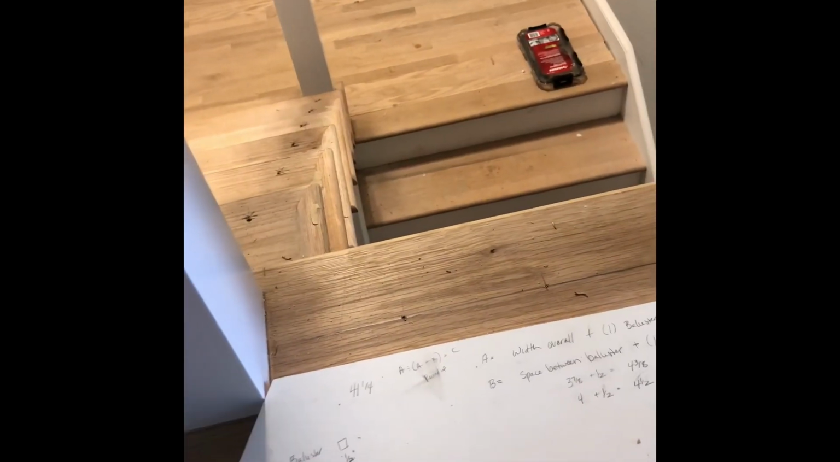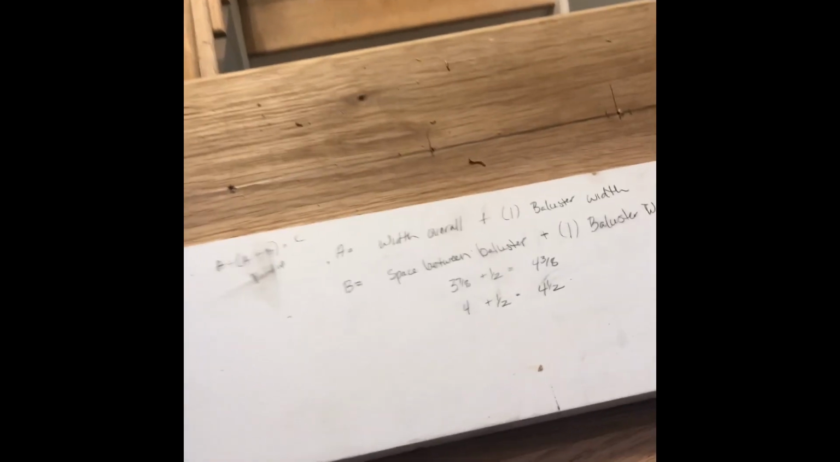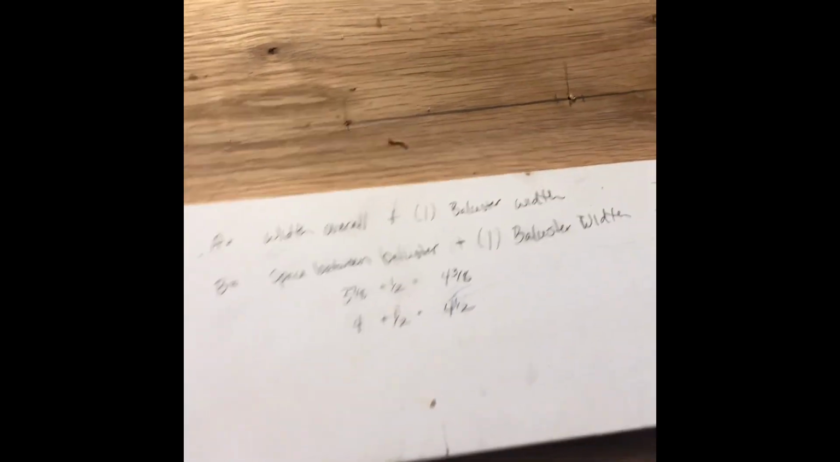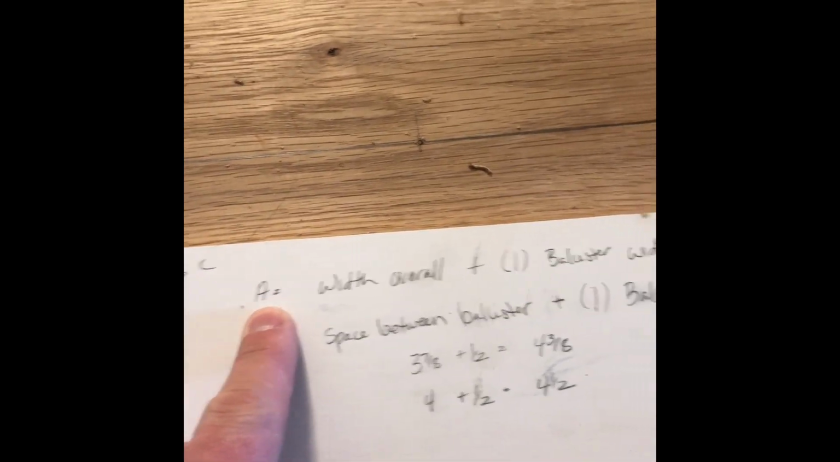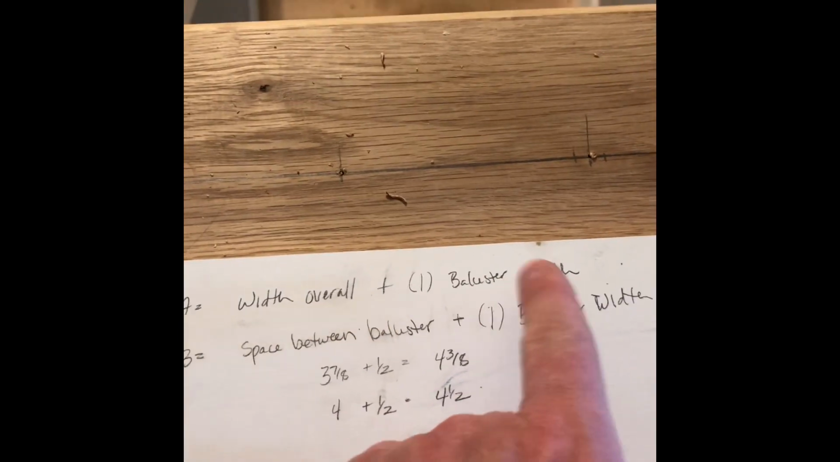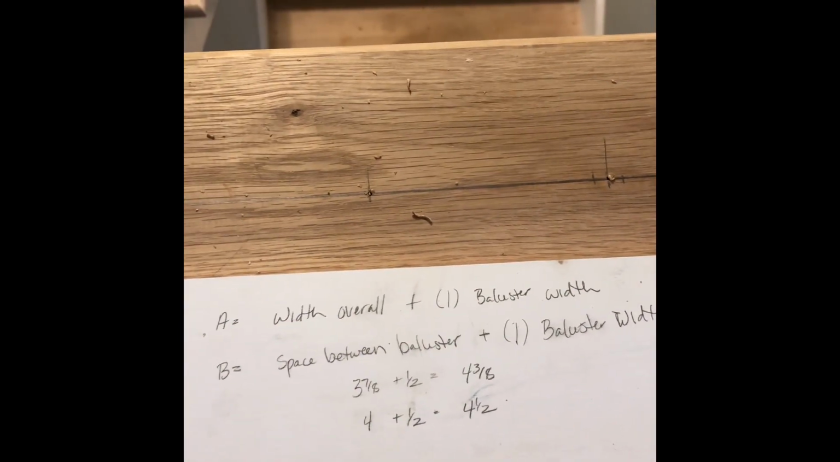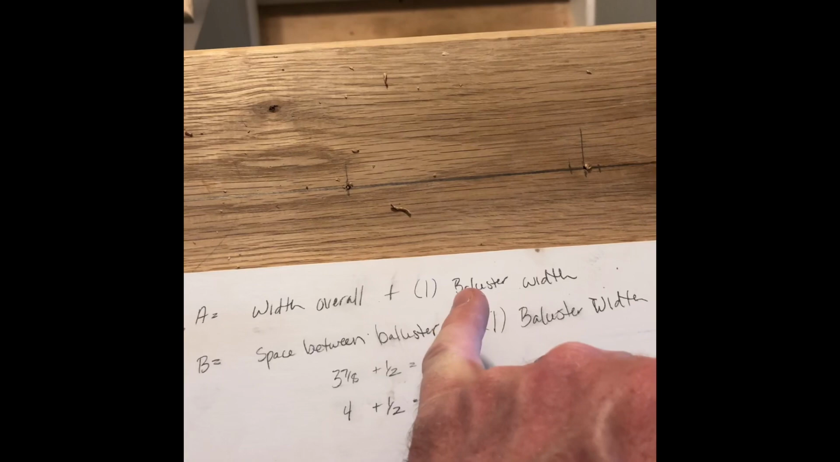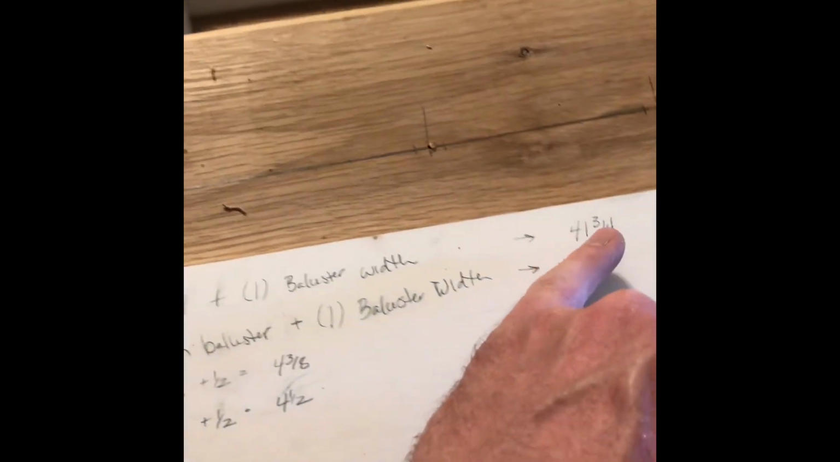So what we do is we take the width from the wall to the newel post, and then we add one baluster width, which gives us letter A. Our balusters in this application are 1/2 inch iron balusters. So we have the overall width plus 1/2 inch, which gives us 41 3/4.